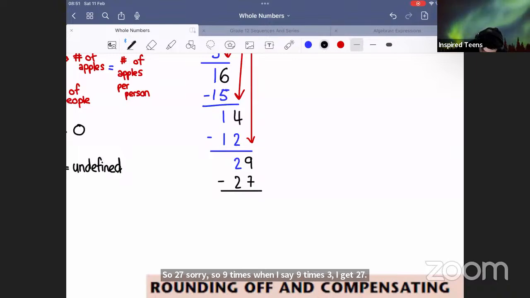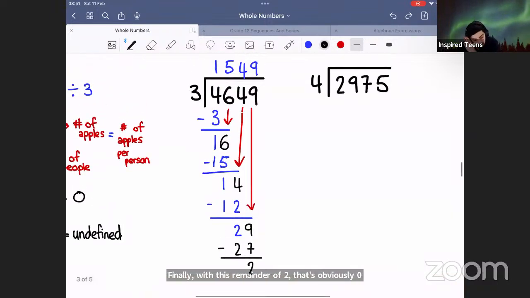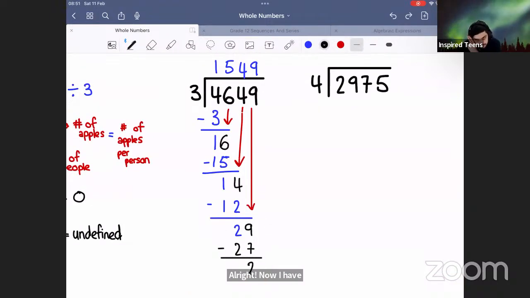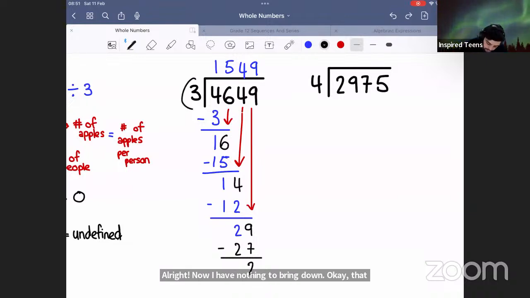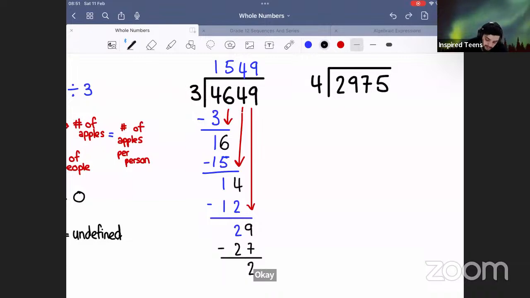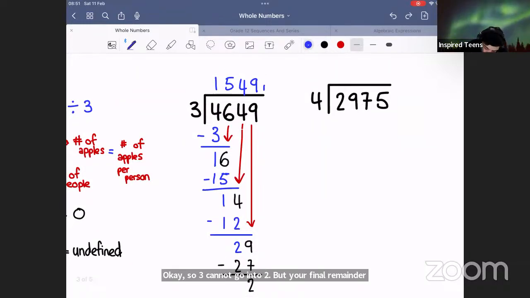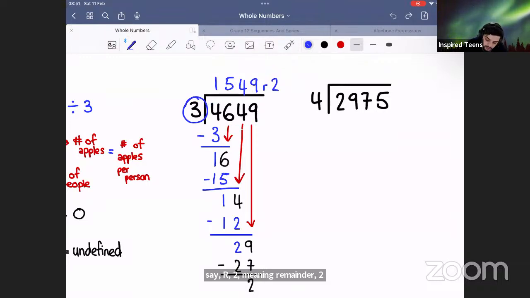Finally, with this remainder of 2, there is nothing more to bring down. That just means the number is done. So 3 cannot go into 2, but your final remainder, you always put at the end as an actual remainder. So you'll say R2, meaning remainder 2. So 3 goes into 4649, 1,549 times with remainder 2.